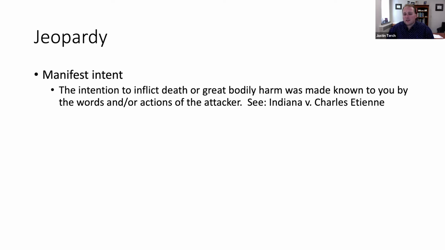There's a case here called Indiana versus Charles and Tyne that might be worth reading. That kind of goes over that. So remember AOJ: ability, opportunity, and jeopardy.